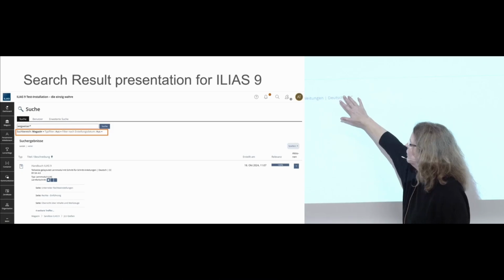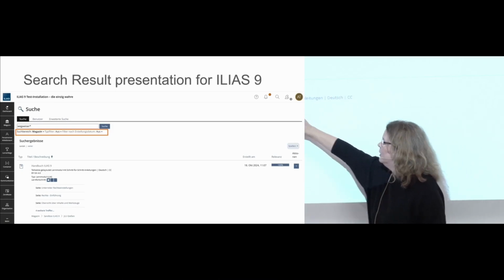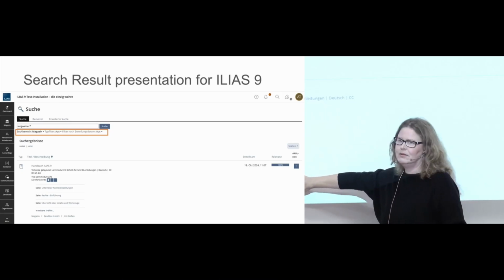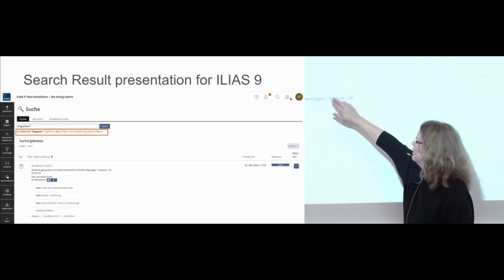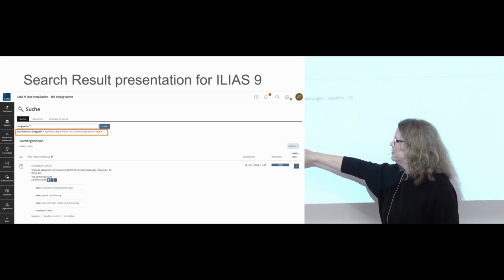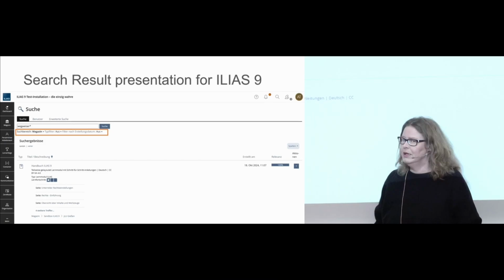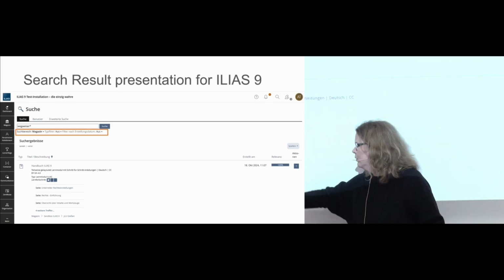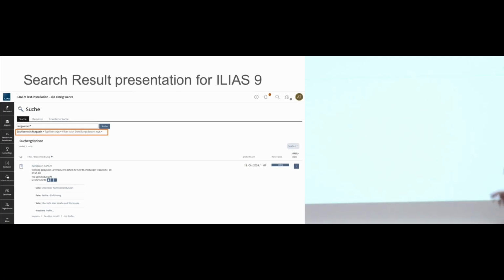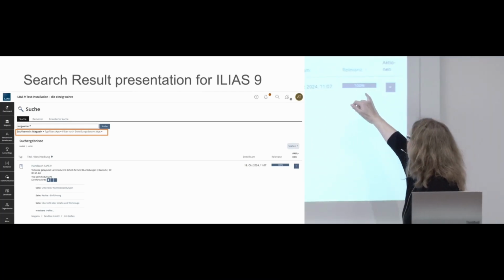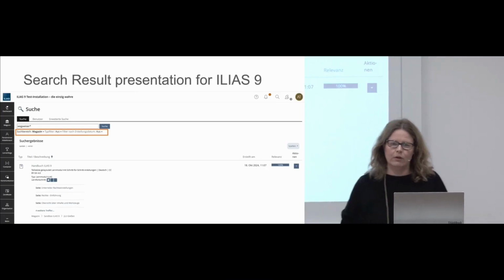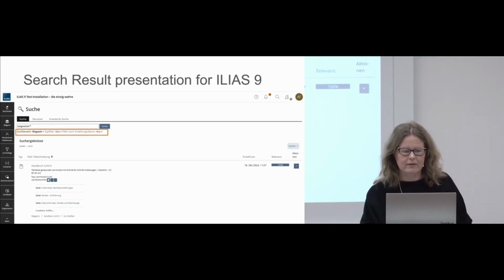I'm presented with search results in a table, and the table comprises nested result links. So I found in this specific learning module some pages, and I'm linked to the pages, and I could go on, and I have a path. I have a creation date, a relevance bar, actions. So this is how the search looks in ILIAS 9.